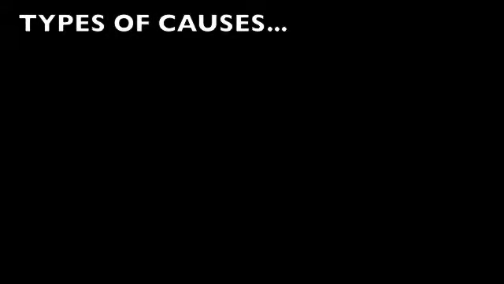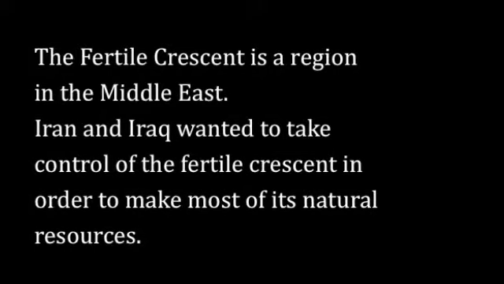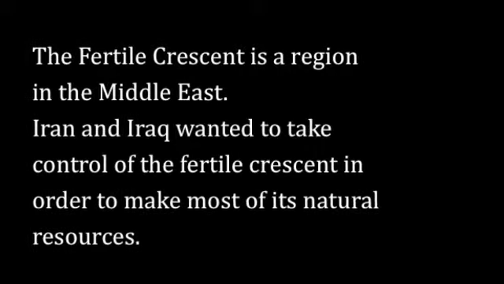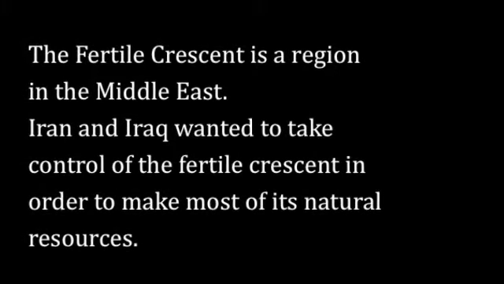The types of causes were religious aspects, the fight for the Fertile Crescent, nationalism, building alliances, and territorial and political causes. The long-term causes: the fight over the Gulf and Fertile Crescent. The Fertile Crescent is a region in the Middle East. Iran and Iraq wanted to take control of the Fertile Crescent in order to make the most of its natural resources.